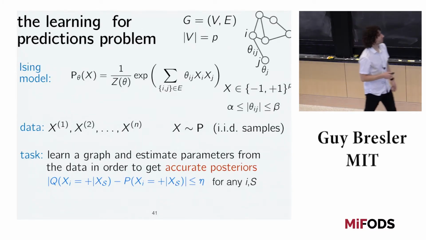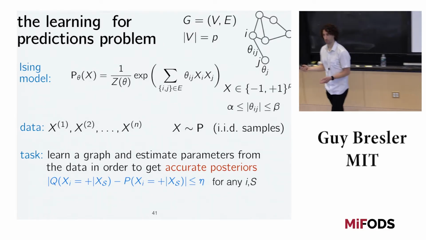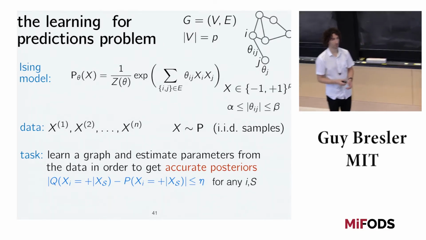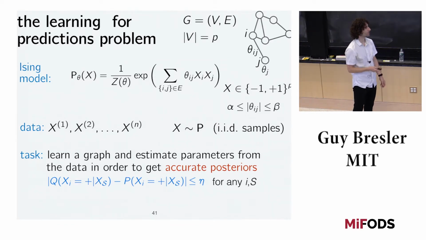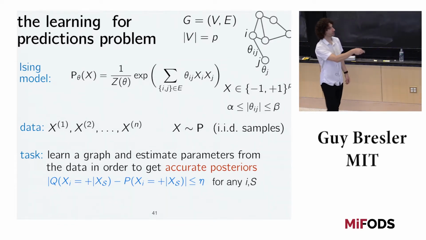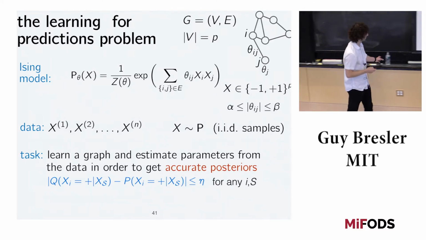Okay, so how many samples do you need is maybe the first basic question, and is there an efficient algorithm to do this task of learning the graph and estimating the parameters subject to this performance metric? That's the question.